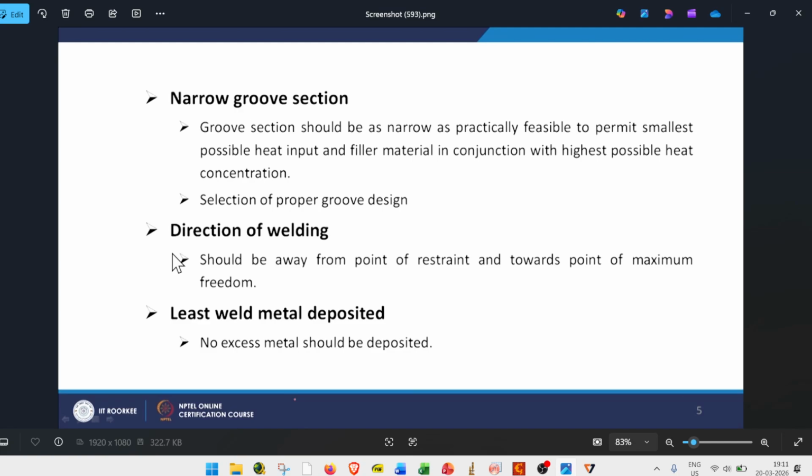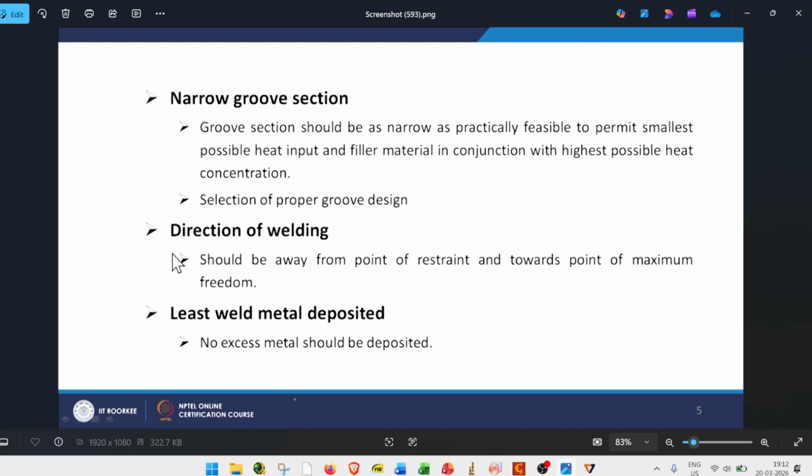Okay, selection of the proper groove design. Ultimately, we have to provide less heat input so that it will reduce the distortion. Or if we provide concentrated heat, in certain welding processes like laser beam welding and electron beam welding, the energy concentration is high and the weld pool will be smaller. So in that case, the distortion will also be less.